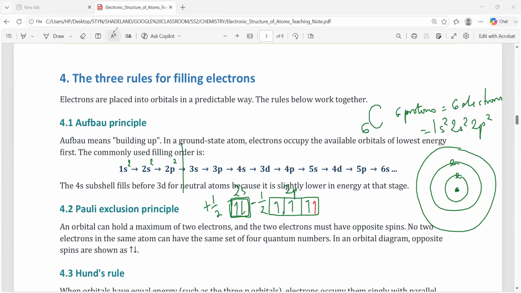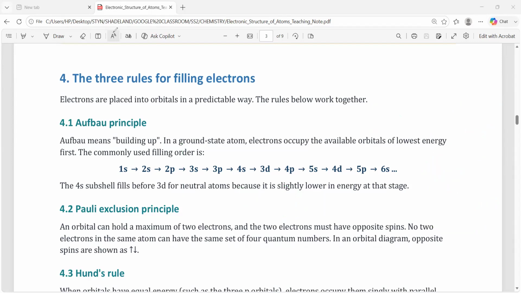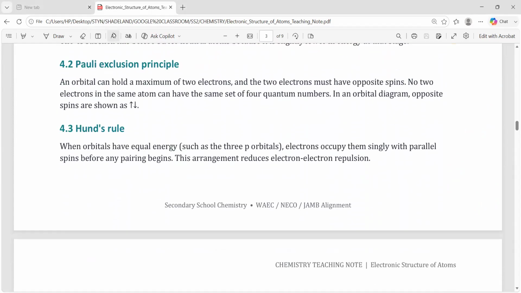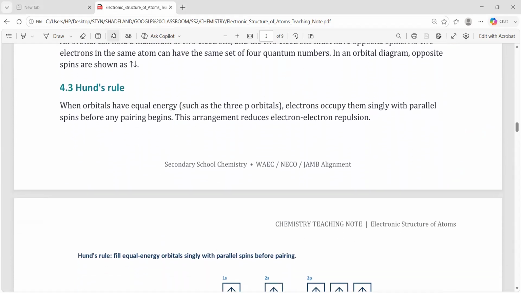One will be plus half, the other one will be minus half. When we do the quantum numbers, you are going to understand the Pauli exclusion principle far better. Then let's look at Hund's rule of maximum multiplicity. Hund's rule.